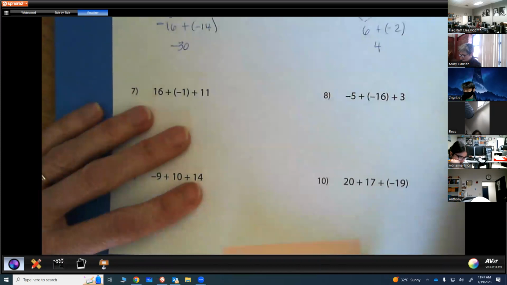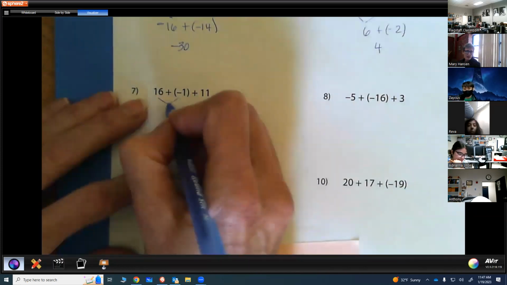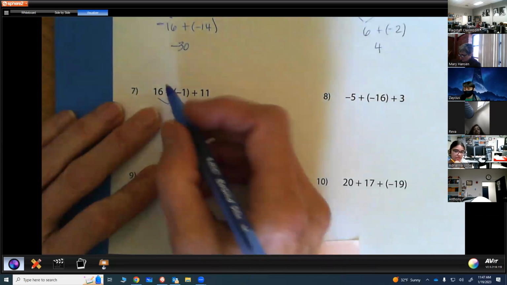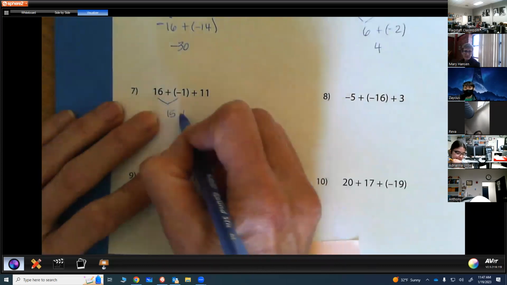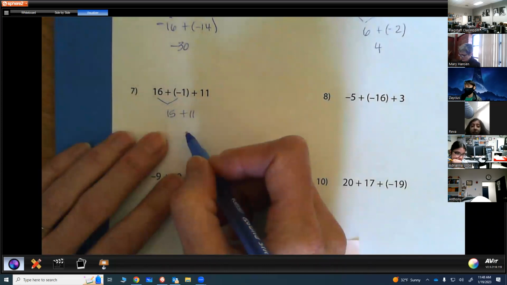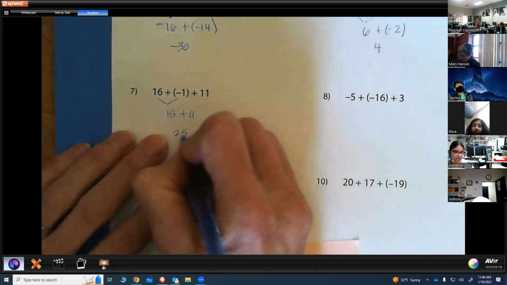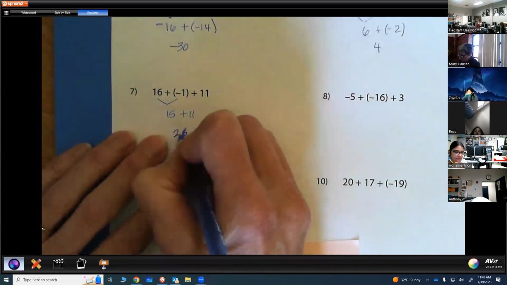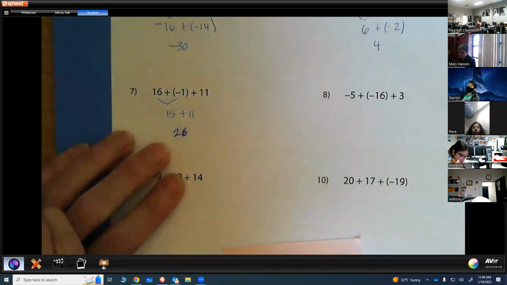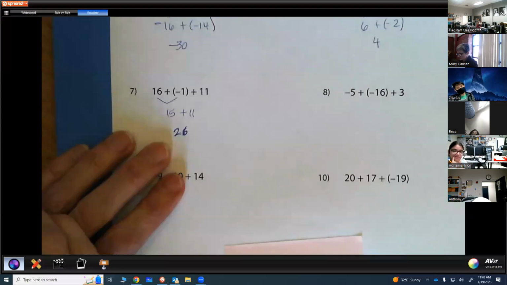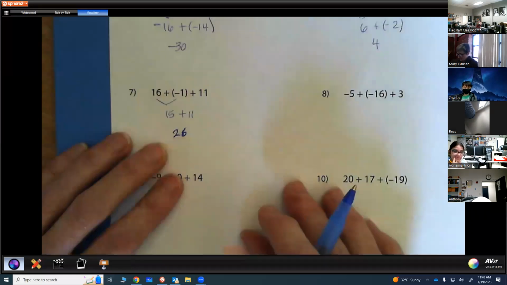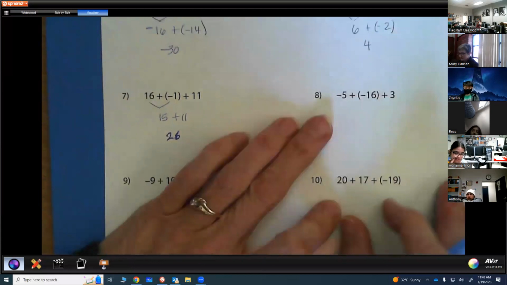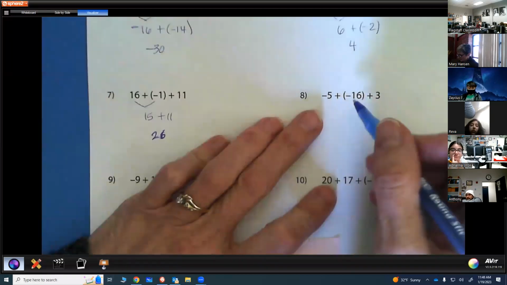Number 7, 16 plus -1. I'm going to subtract and take the sign of the larger. And then I'm left with 2 positives. 15 plus 11 is, whoops, 20, not 25, 26. So if you ever see me write down a wrong answer, make sure you call me on it, because I just wrote 25. I'm not perfect either. So if you can correct my mistakes, that would be great.